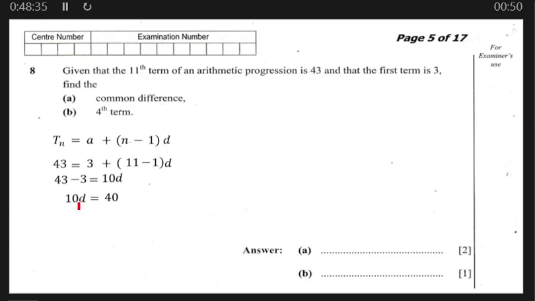Now we want to remain with D here alone. Since between 10 and D there's a multiplication, for us to get rid of the 10, we divide by 10, also divide by 10 here. All right, so now we cancel 10 into 10, and remain with D is equal to 10 into 40, which will be 4. So here the common difference is 4.